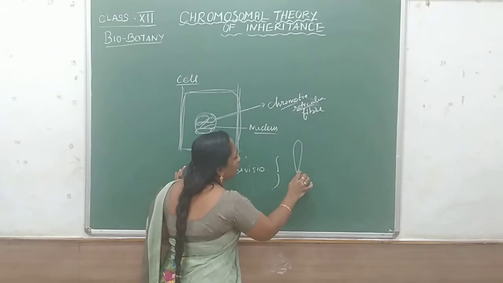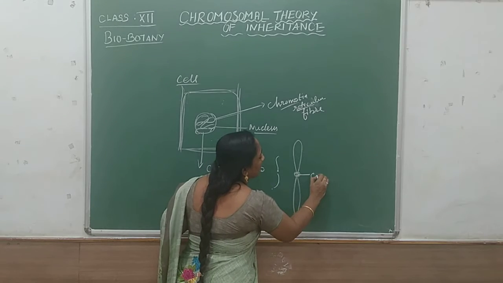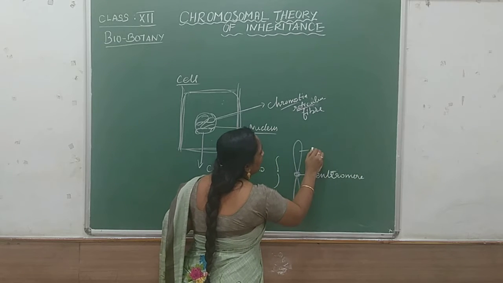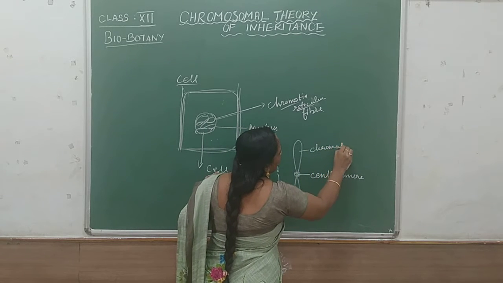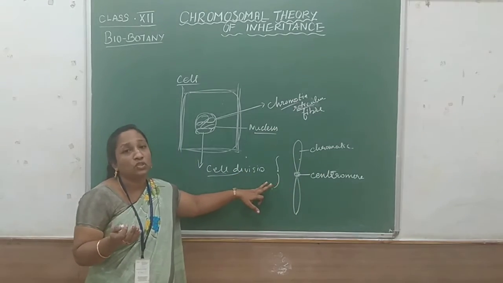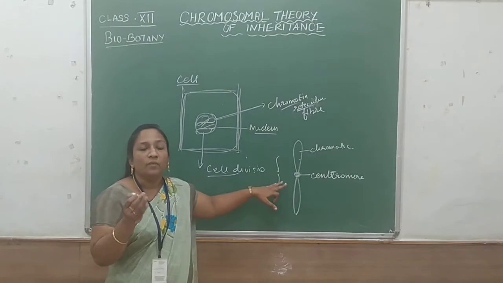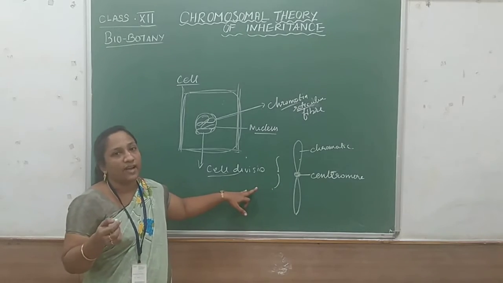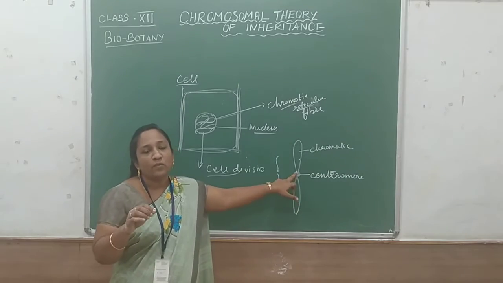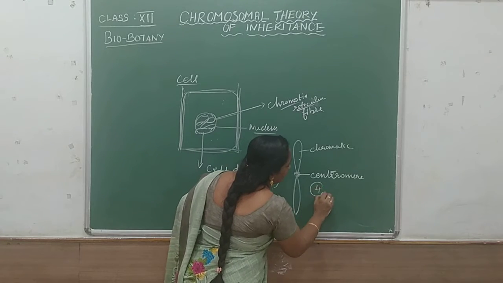This chromosome structure has two arms connected in the middle. The connecting point is the centromere, and the arms are called chromatids. Based on the arms and length, there are four types of chromosomes. You already learned this in the 11th standard. Based on the size and the attachment of the centromere, there are four types of chromosomes based on shape.